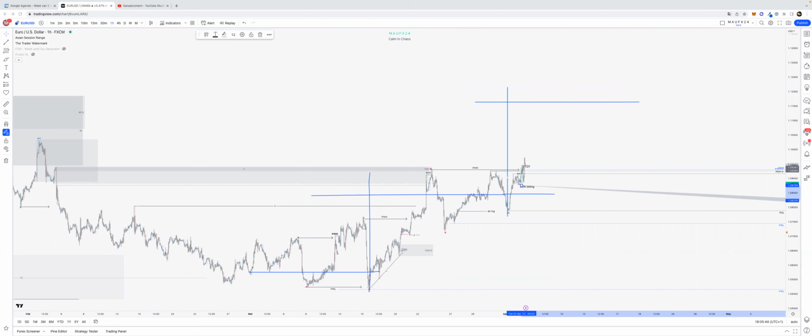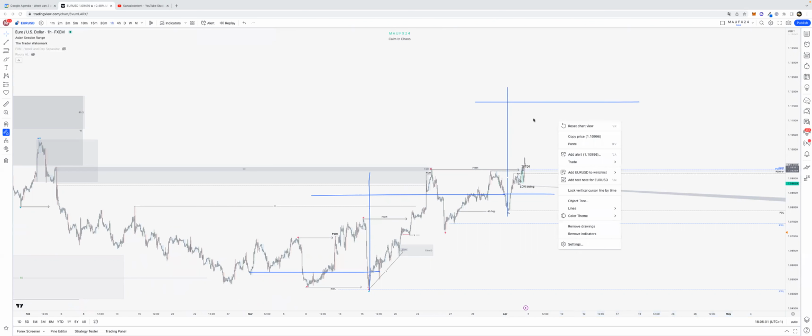Telegram. 1 second. Where are my groups? Over here. All right, so we got that.